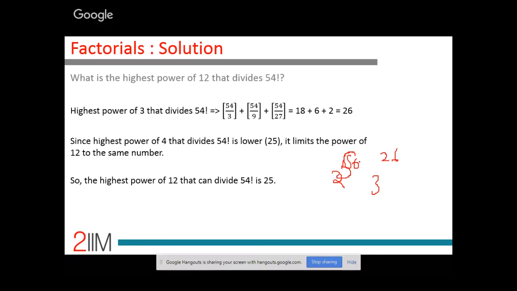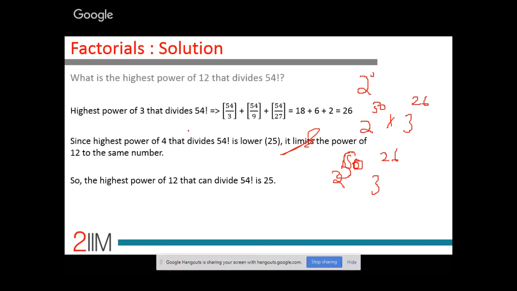Sorry, this is 2 power 50. I'm going to write it again. 2 power 50 into 3 power 26. You want to see how many times 2 square into 3 will fit. We have 2 power 50 available, so you can accommodate maximum 25 2 squares into this. So we have a 26th 3 available, but that's not good enough. The highest power of 12 that will divide this number is 12 power 25.